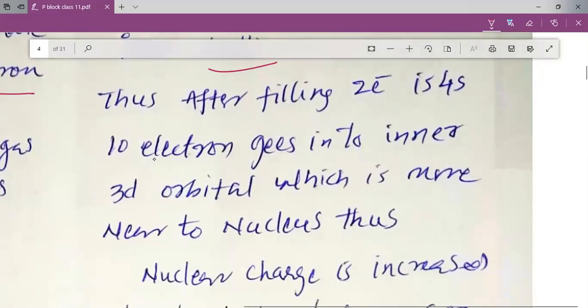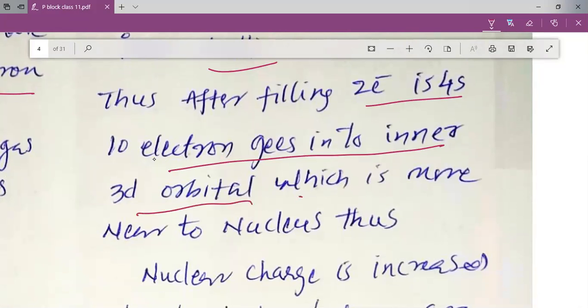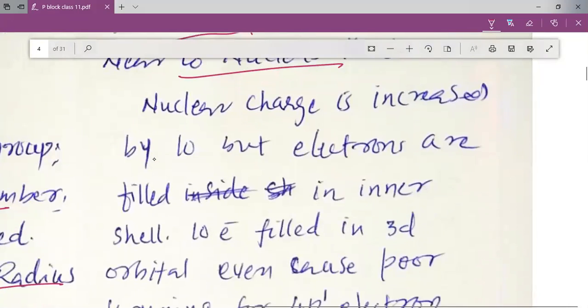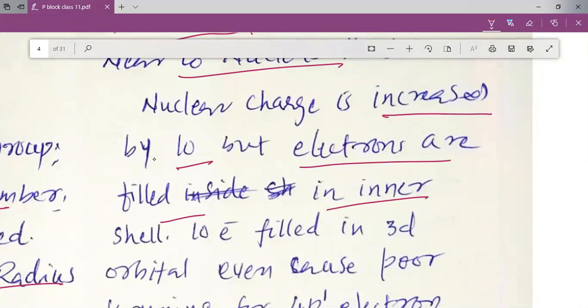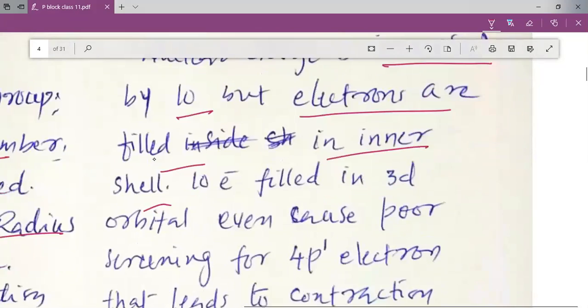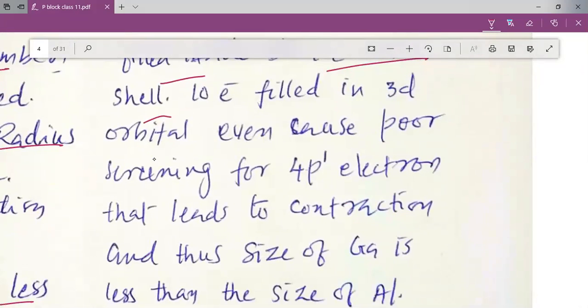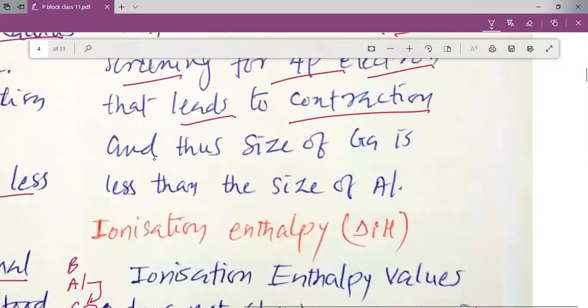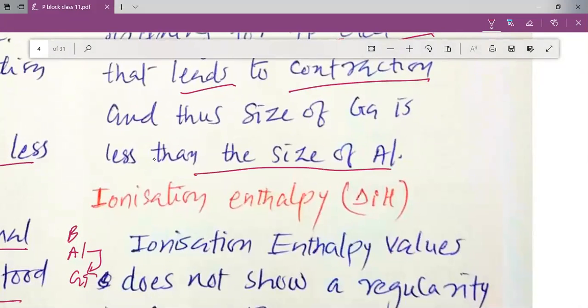So after filling of 2 electrons into 4s, 10 electrons go into the inner 3d orbital, which is nearer to the nucleus. Thus, nuclear charge is increased by 10, but the electrons are filled in the inner shell. 10 electrons filled in the 3d orbital cause poor screening for the 4p 1 electron, thus leading to contraction, and thus the size of gallium is less than the size of aluminium.